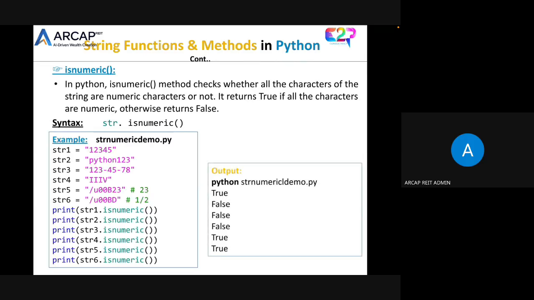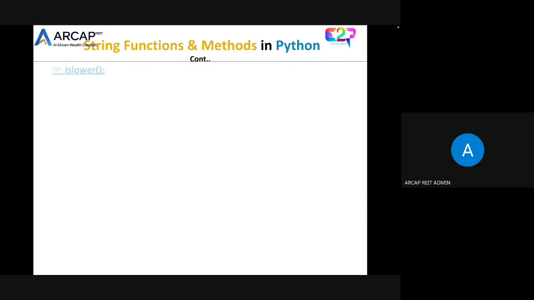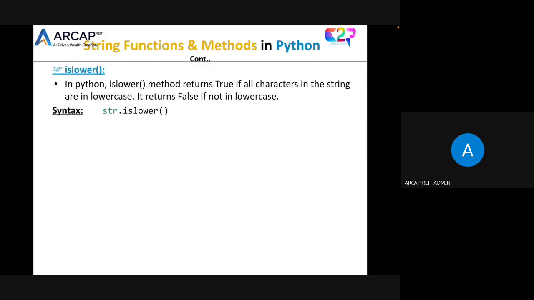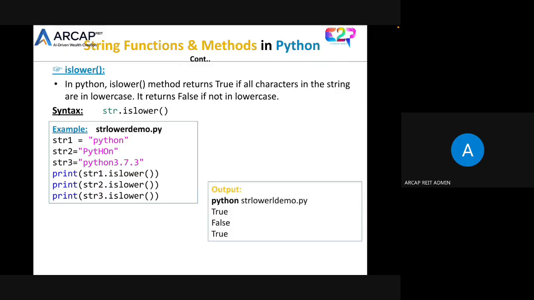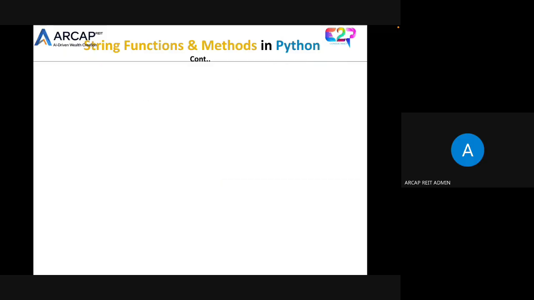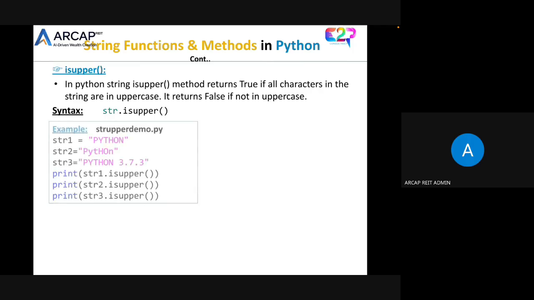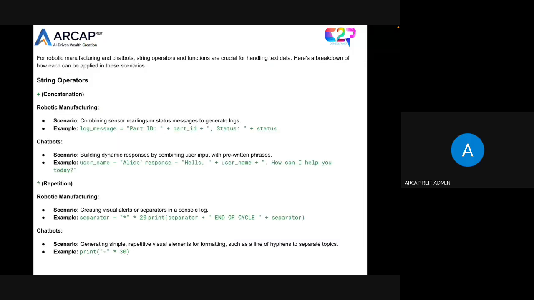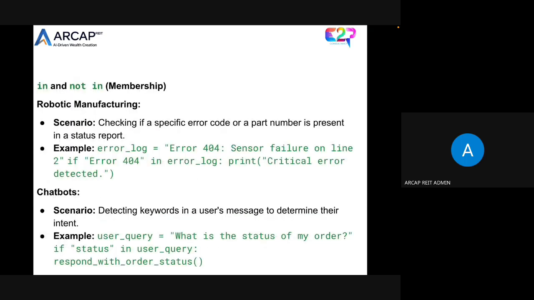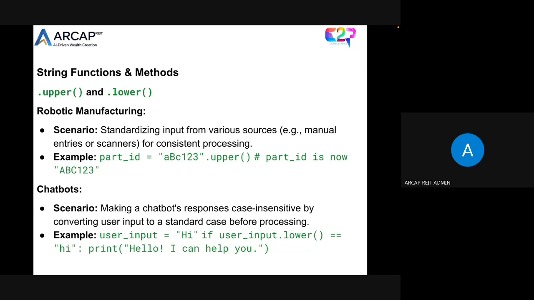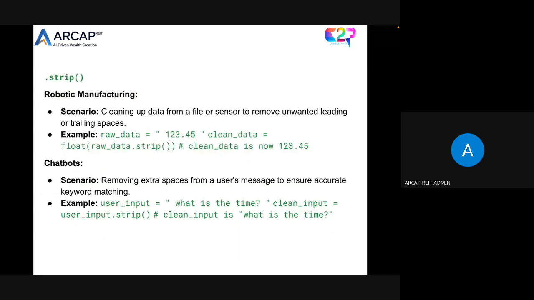Then coming to islower, it will check if everything is lower and return true or false. Whether everything is upper or not is checked by isupper. Then, as I said, for standardizing upper and lower, strip is used for cleaning up the data from a file or sensor to remove unwanted leading and trailing spaces. We use the strip function.